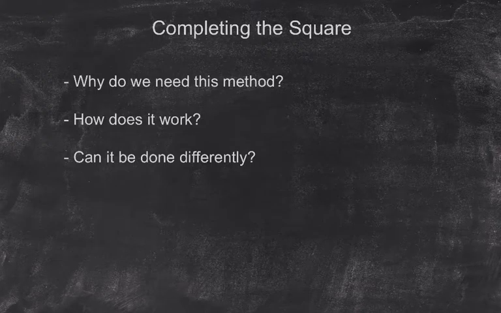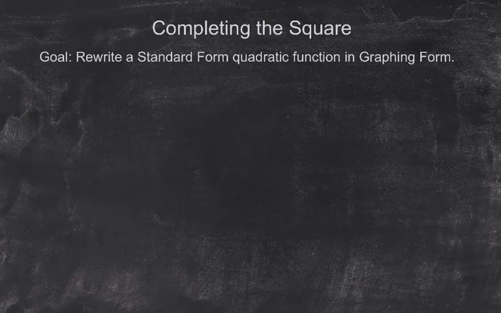This video is about the algebraic manipulation method called completing the square. We'll talk about why we need this new method, how it works, and whether there's any flexibility in that process. So the goal of completing the square is to rewrite a standard form quadratic in graphing form.